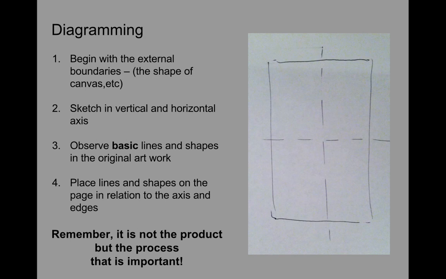The third thing you want to do is look at the artwork, which I'll show you in just a moment, and you're just going to observe the basic lines and shapes. Simplify it to its most basic lines and shapes. And then you'll begin placing those lines and shapes on the page in relation to the axis or the edges. Now keep in mind, it is not the product, not your finished product, but it's the process. It's what you learn as you draw that matters here.